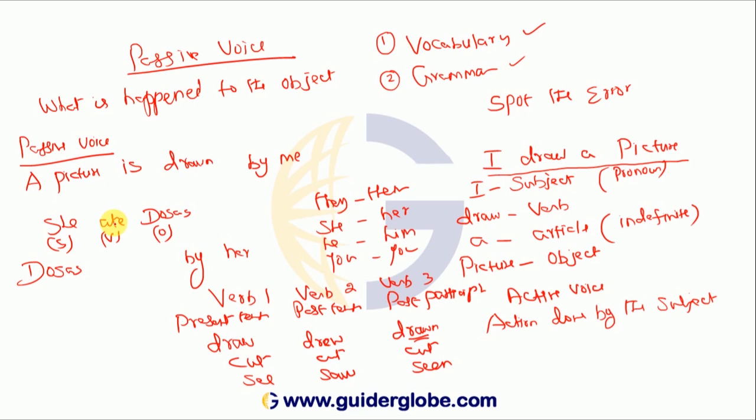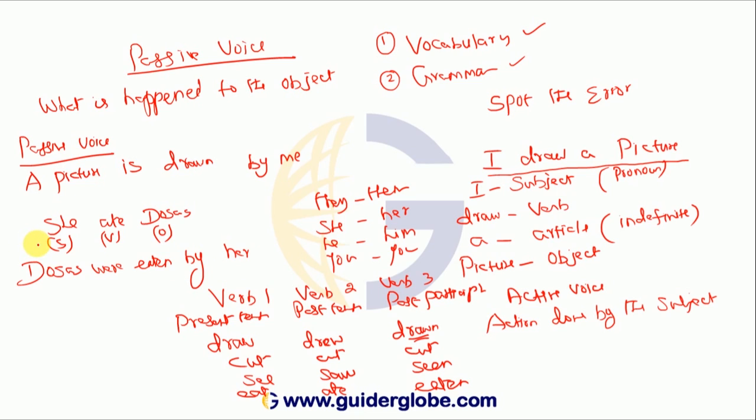Eat, ate, eaten. That is the three forms of the verb. Because ate, a past tense, is there, dosas: shall I put was? I should not put was. Why? Because here plural is there. Dosas were. Past tense of are is were. Dosas were. What is V3? Always V3 will come in passive voice. Dosas were eaten by her.